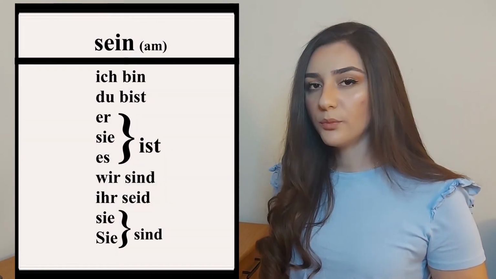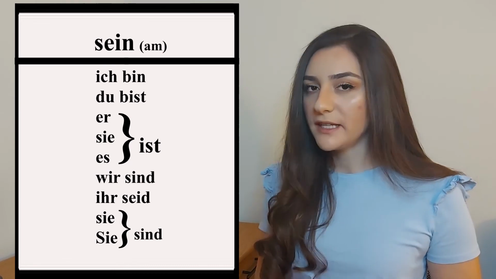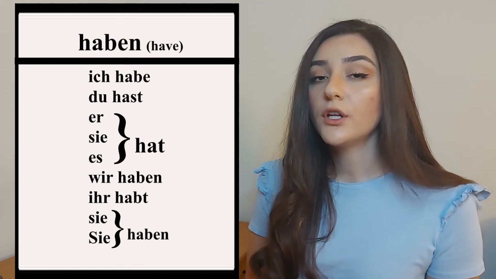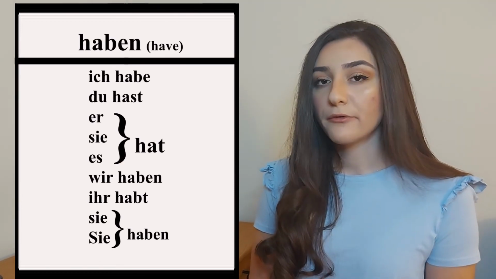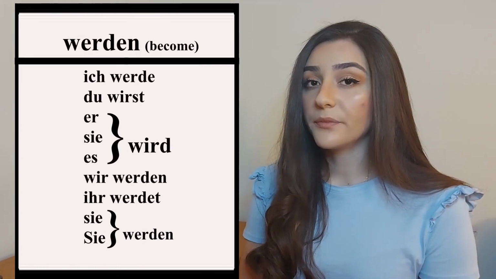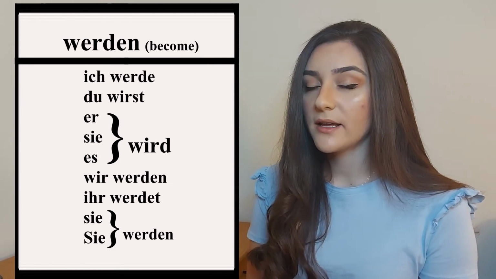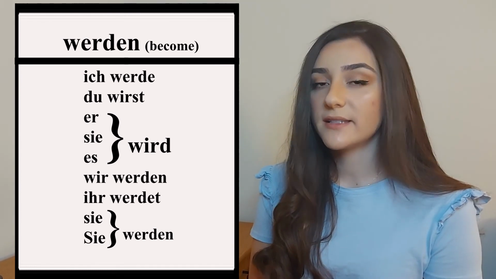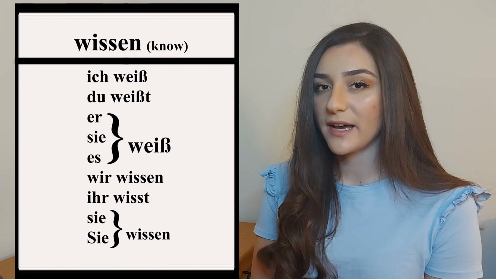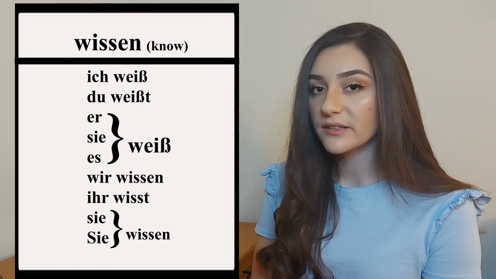So there are 4 verbs that you need to learn by heart. These 4 verbs are very important for you to learn. And this is because they are mostly used in German. So, sein. Ich bin, du bist, er, sie, es ist, wir sind, ihr seid, and sie sind. Haben. Ich habe, du hast, er, sie, es hat, wir haben, ihr habt, sie haben. Werden. Ich werde, du wirst, er, sie, es wird, wir werden, ihr werdet, sie werden. And wissen. Ich weiß, du weißt, er, sie, es weiß, wir wissen, ihr wisst, sie wissen.